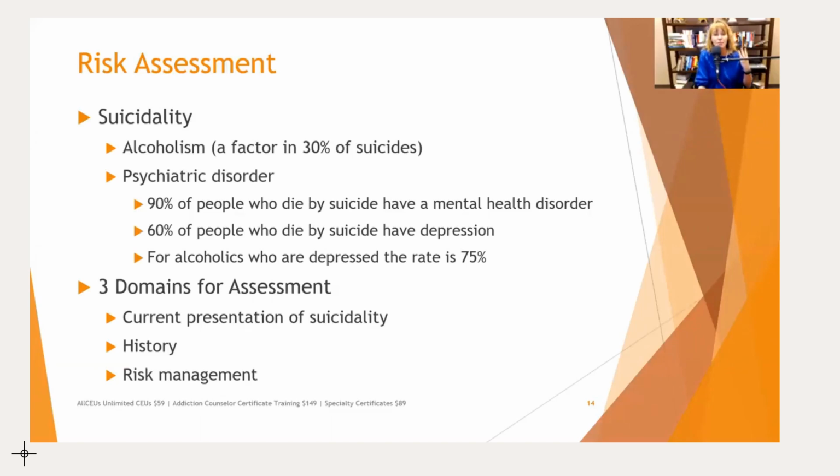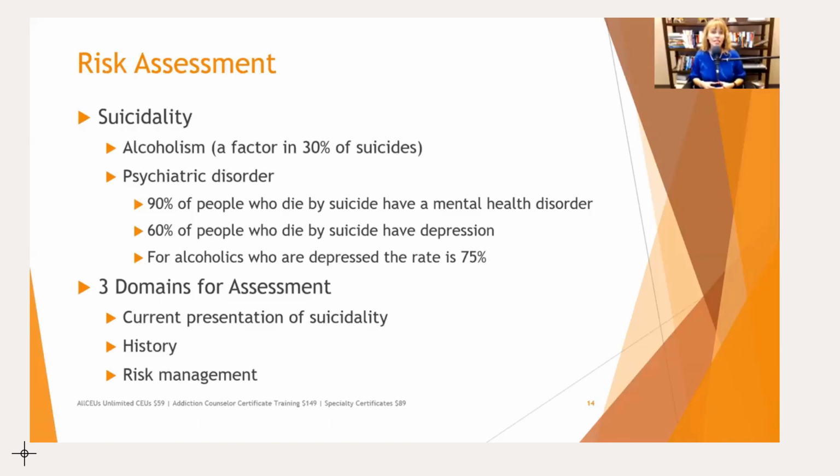There are 3 domains for assessment for suicidality: current presentation of suicidality, their history, and risk management. So for current presentation, are they tying up loose ends? Are they willing to talk about and make future plans? If they are, that's a good sign. It doesn't mean you're in the clear, but it's a good sign. Do they have a plan? Do they have access to the means? What might trigger them to actually commit suicide? What things might happen? These are all questions that you want to ask, and it's important that you take a couple of really good classes on suicide assessment, because it is an art, not a science.